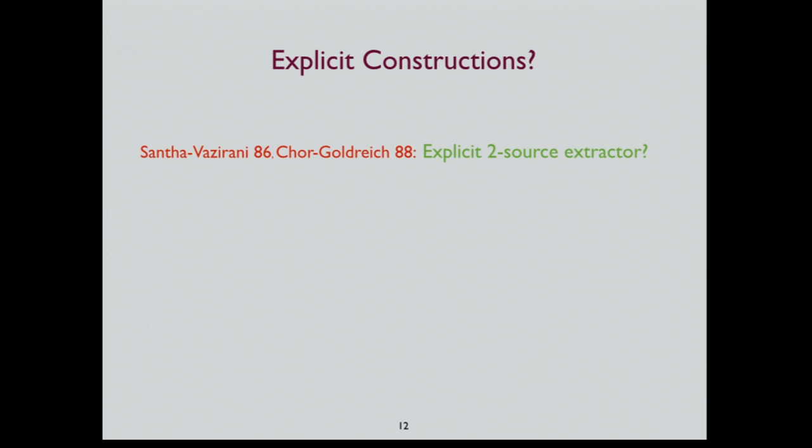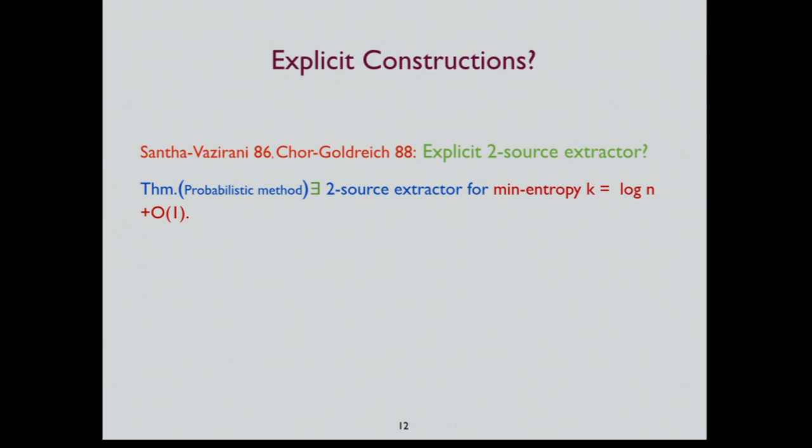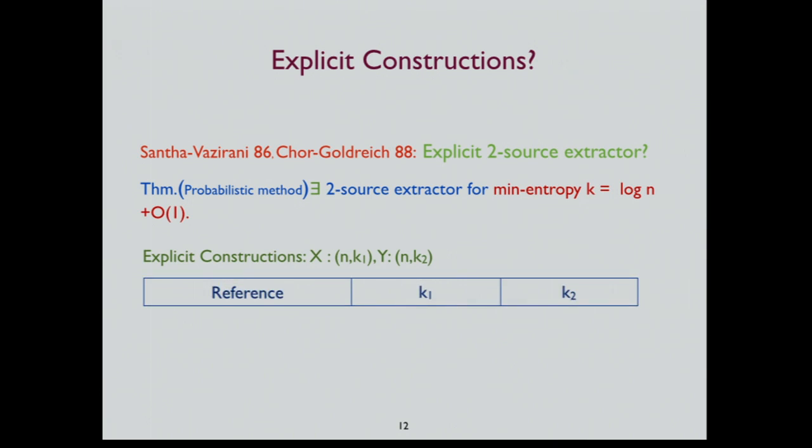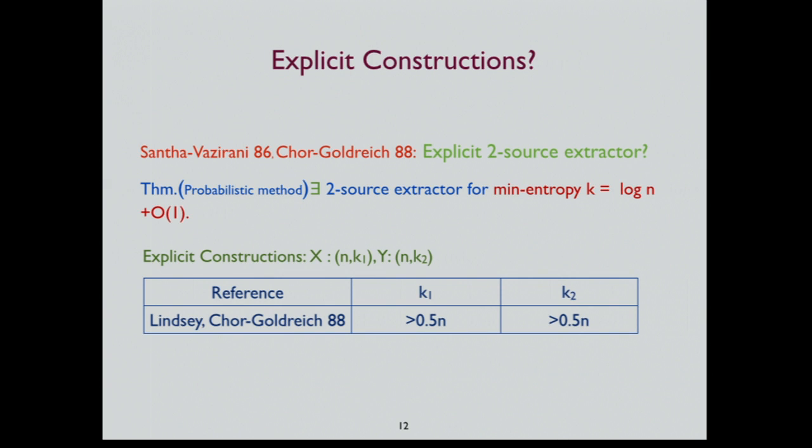So what can we do explicitly? Santha and Vazirani first asked what we can do explicitly with two independent sources, and Chor and Goldreich looked at our model more or less. So what's been done? Okay, so going back to small letters, again, min entropy just log n plus a constant is enough. But what's been done? Well, Chor and Goldreich observed that the classic Lindsey's lemma says that a Hadamard matrix works for min entropy greater than n over 2.